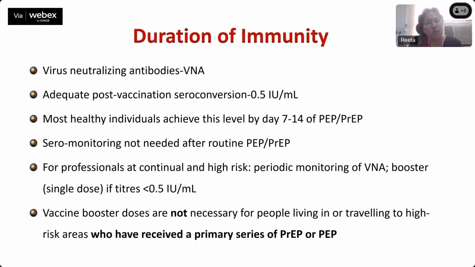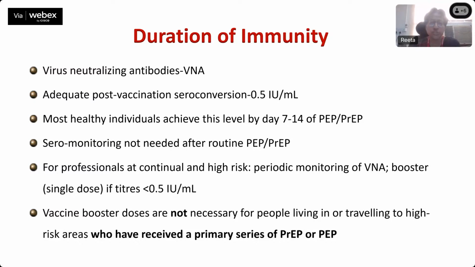Therefore, regular sero-monitoring is not recommended in healthy individuals following both pre or post exposure prophylaxis. However, for professionals at a continual high risk for rabies exposure, periodic monitoring of virus neutralizing antibodies is recommended. And if the titers are less than 0.5 international units, then a single booster of the rabies vaccine is recommended. Generally, if such people cannot estimate their virus neutralizing titers, they can take a single booster of the rabies vaccine either by intramuscular or intradermal route yearly or once in 2 to 5 years.